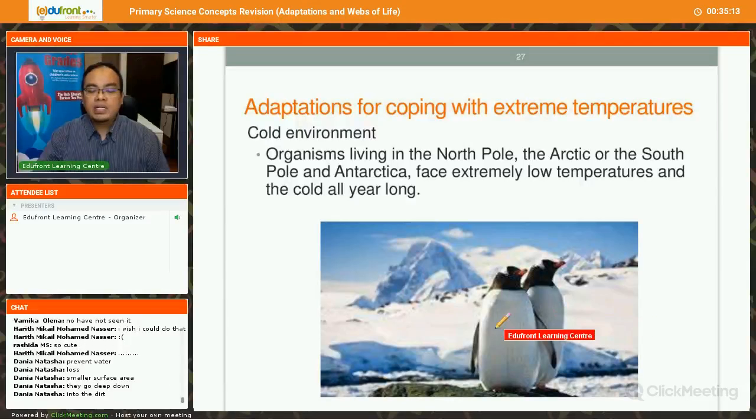Now, what about cold conditions? You can see here this penguin lives in very cold conditions, such as the North Pole, the Arctic, or the South Pole and Antarctica. Even under such very cold conditions, you have certain animals that live there. Not many, but you have a few animals, and they have very good adaptations which enable them to live in such a very cold environment.